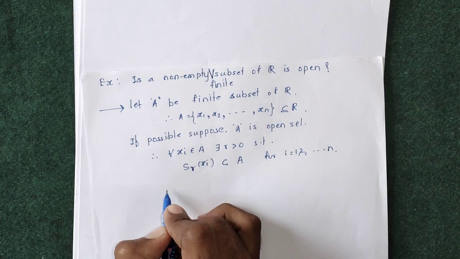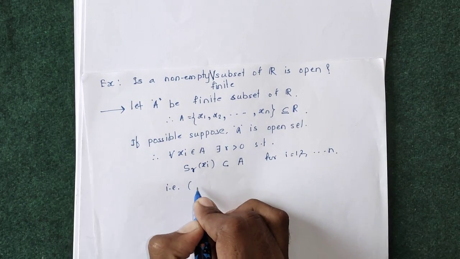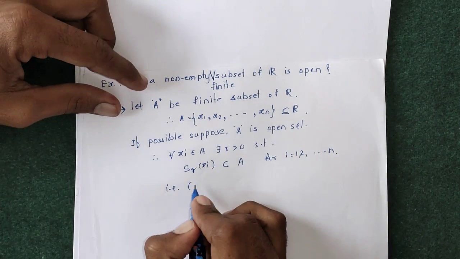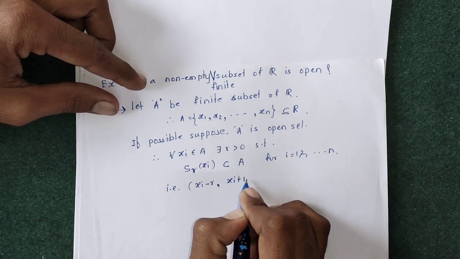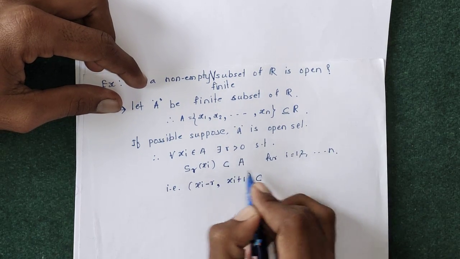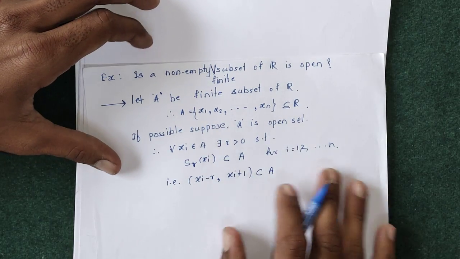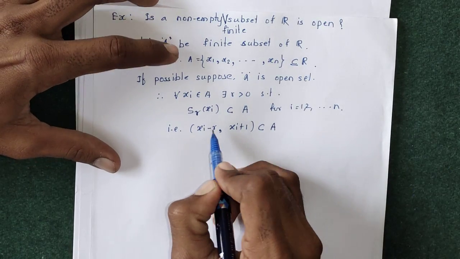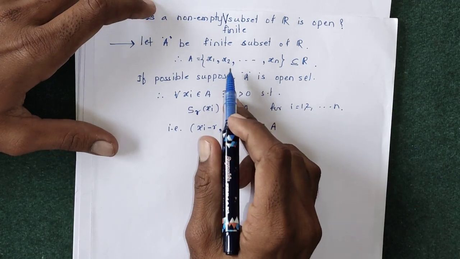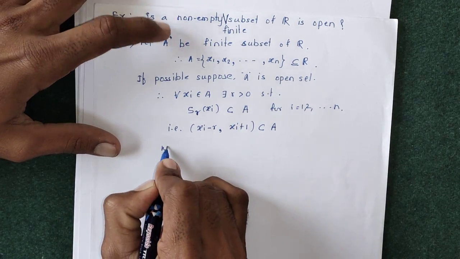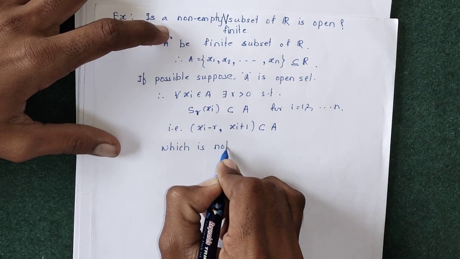That is, the open sphere in R is the open interval, center minus radius and center plus radius, that is, xi minus r comma xi plus r. This interval lies inside A. But is this possible? No, it is not possible, because this open interval contains infinitely many points, whereas this A set contains only a finite number of points. So this is not possible.